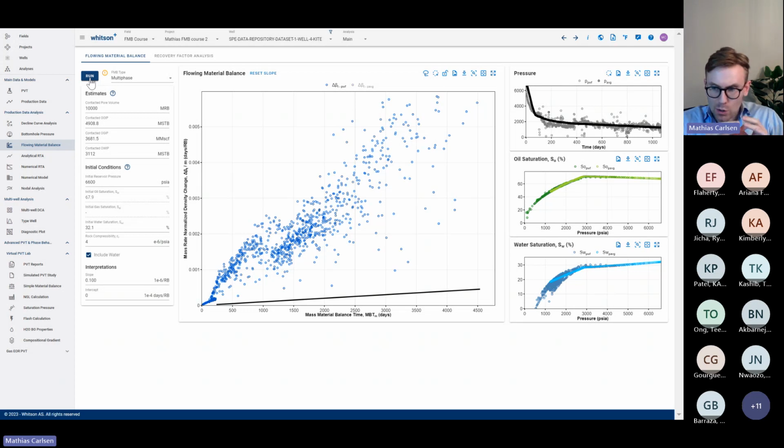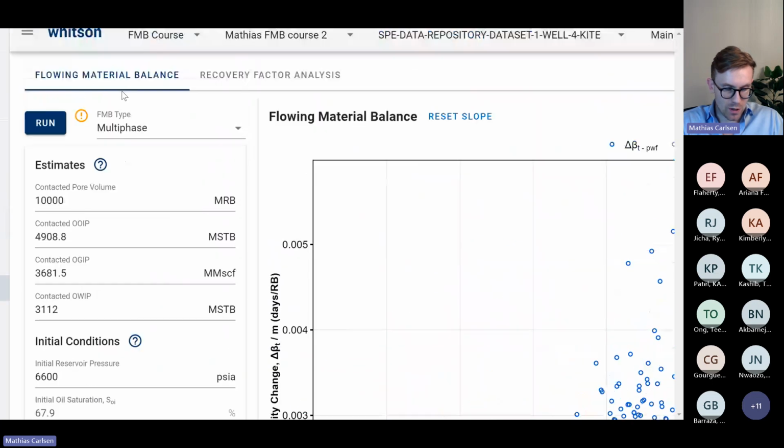Perfect. So hopefully everybody is here right now. I'm going to go through everything that you see in the menu here to the left. The first thing is the run button. Everywhere in the software where you need to run anything, there's a run button like this.